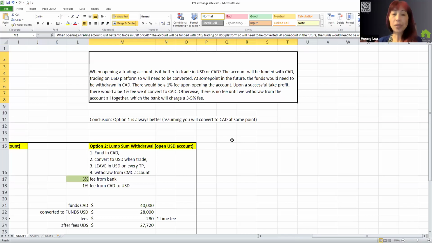bank in Canada. So the real question is, do I want to pay that 1% fee all the time as I'm taking profits? Or do I want to pay a lump sum fee at 3 to 5% at the very end?